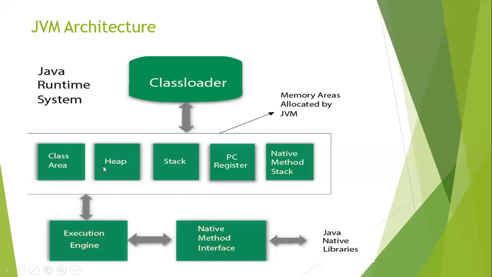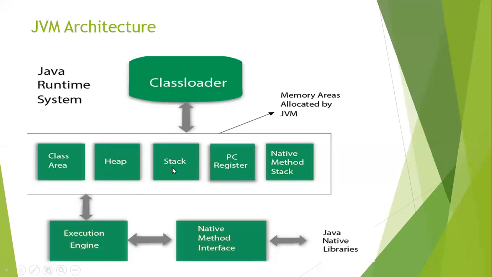And next one is heap. It is the runtime data area in which objects are allocated. And the next one is stack. Java stack stores the frames. It holds local variables and partial results and plays a part in method invocation and return. A new frame is created each time a method is invoked. A frame is destroyed when its method invocation completes.